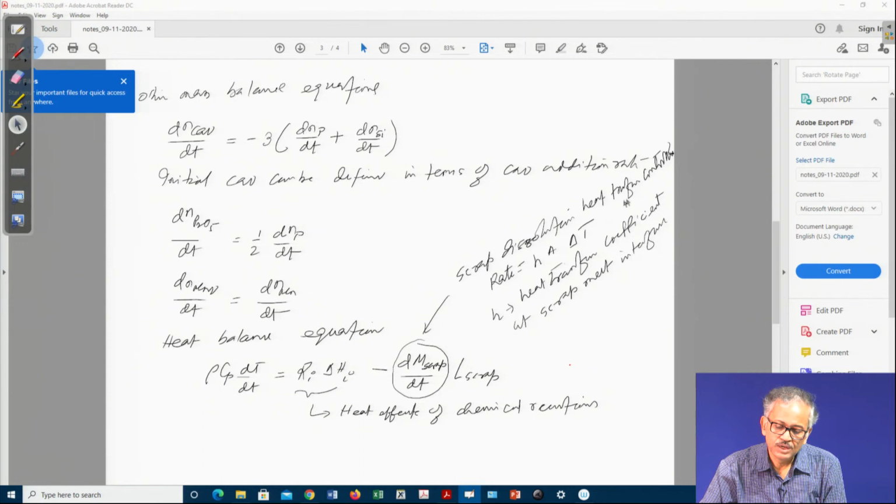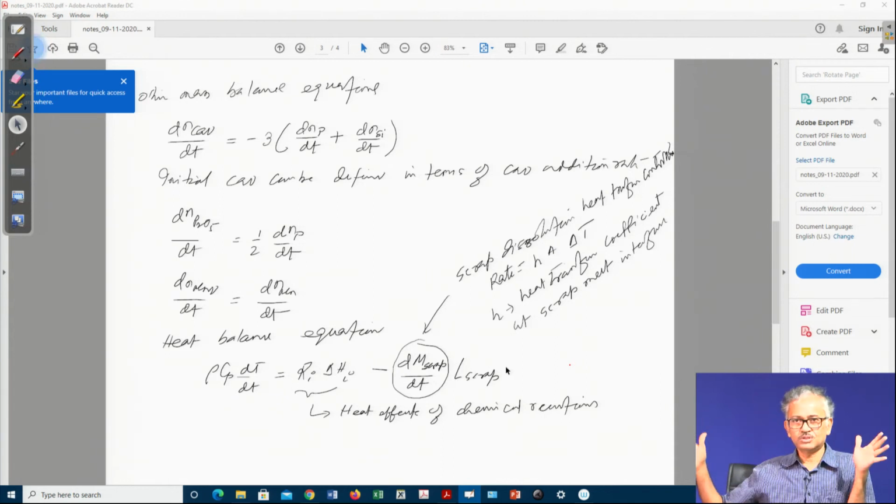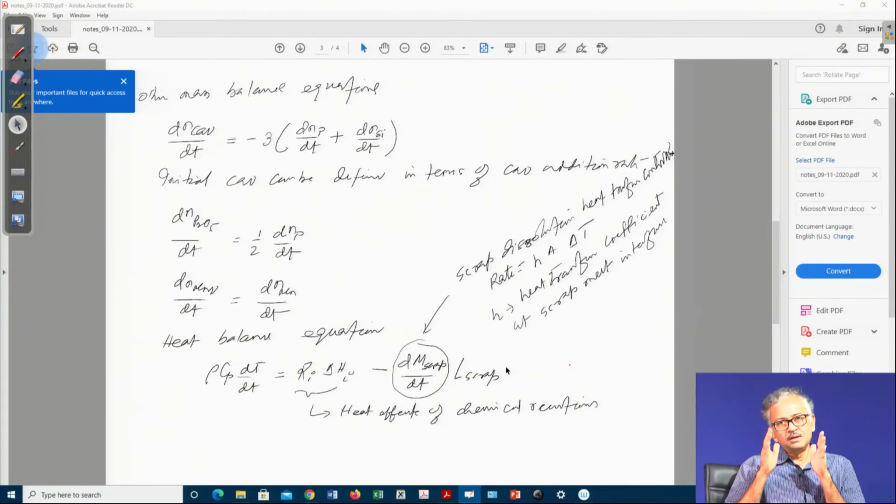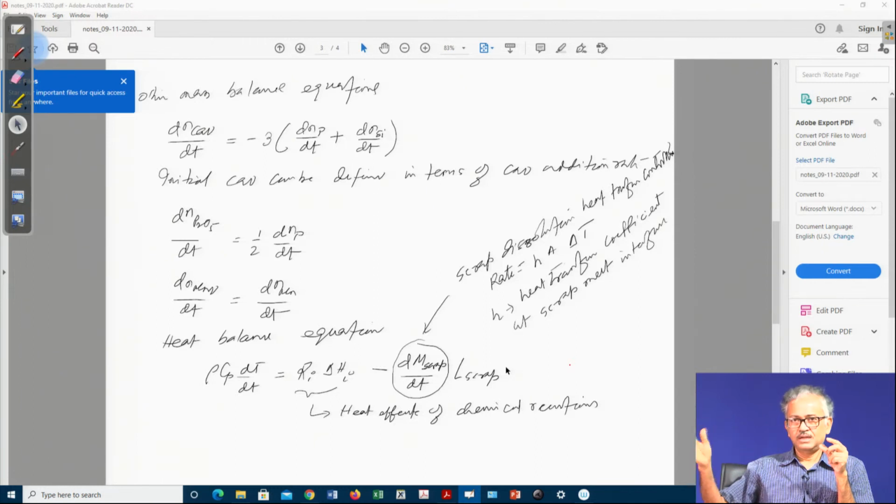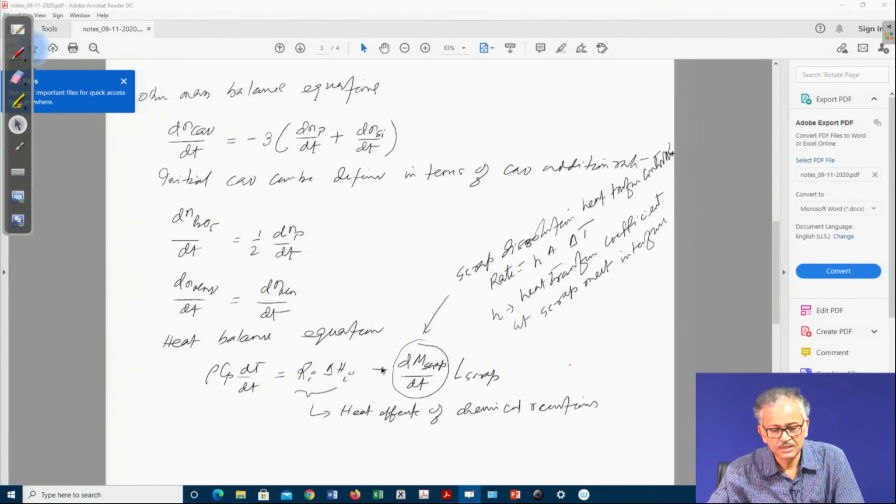That is also the way you can define the scrap dissolution rate, dm_scrap/dt, times the latent heat of scrap. So, this is the amount of heat that is absorbed by the scrap dissolution. And you add one more term, because a lot of heat will be lost from the surface. That also can be defined by H into A into delta T, where delta T is the liquid temperature minus the ambient temperature, and H is the heat transfer coefficient at the refractory-air interface. So, you have to add another term, since heat is also being lost. If you consider this, then you can know the evolution of temperature.